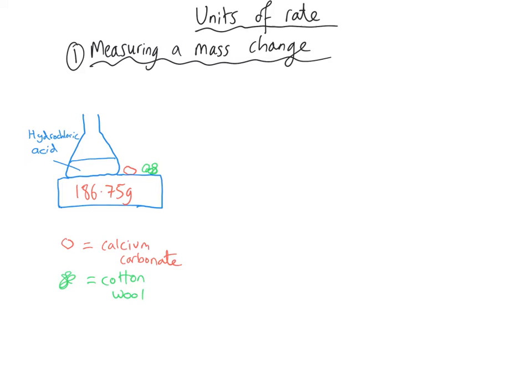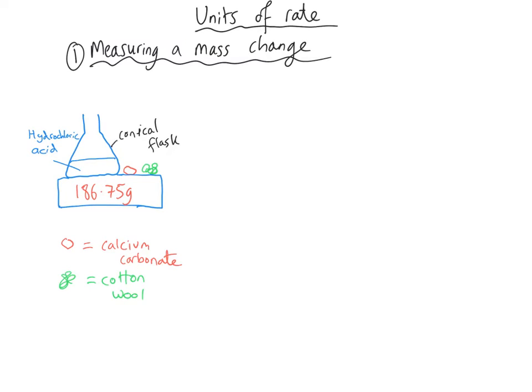So what I've got in this experiment is a conical flask full of acid. It's called a conical flask because it is a cone shape. And what I'm going to do is put into that acid a piece of calcium carbonate, and I've got some cotton wool as well. So what we do in this reaction is we get all of our chemicals and our cotton wool and we put it on a balance, and we'd find out what the mass starts at.